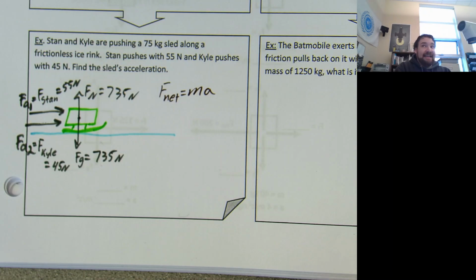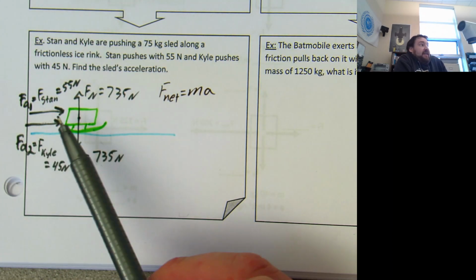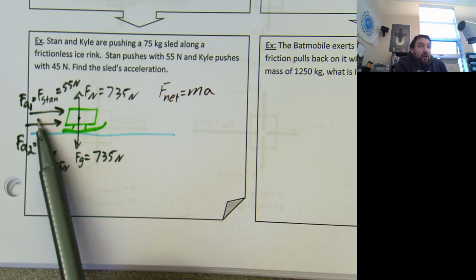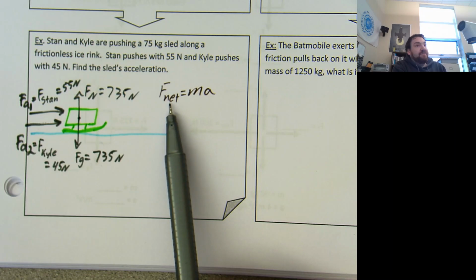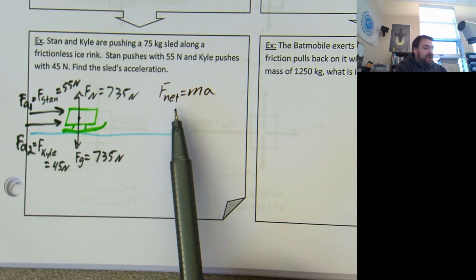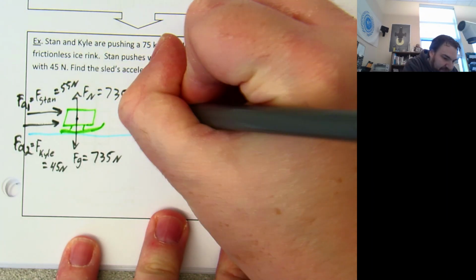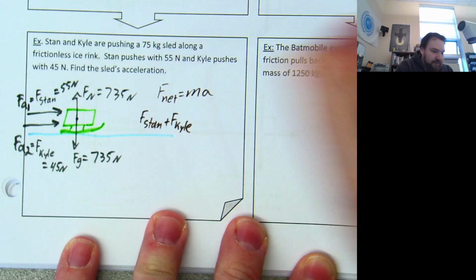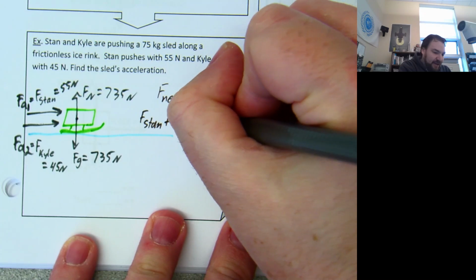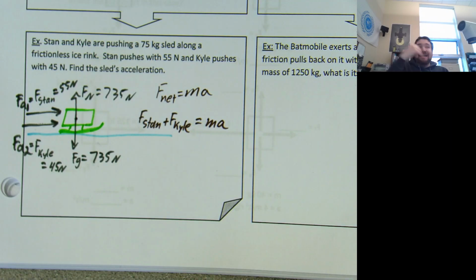Yeah, Stan and Kyle. All we're doing is literally looking at the thing. Which ones are acting left, right? Stan and Kyle. Those arrows are pointed to the right. F net is the sum of the forces in the direction of motion, the thing's moving to the right. So F net is going to be the force from Stan plus the force from Kyle. And that's going to equal the mass times the acceleration. And now I can start to put values in.